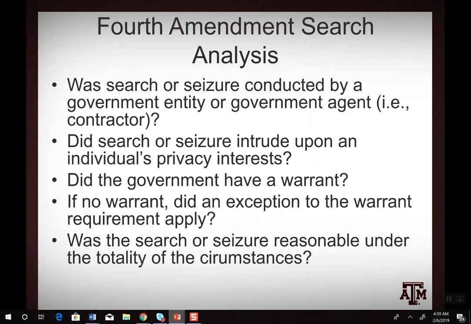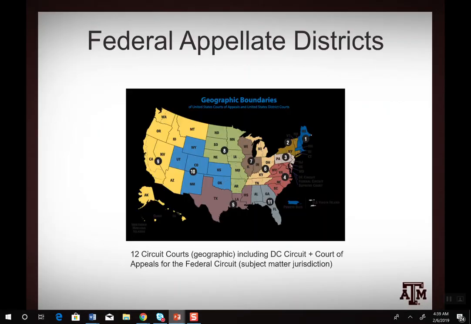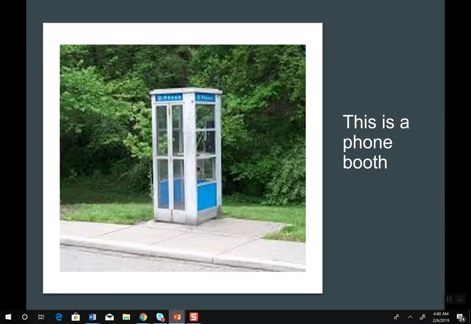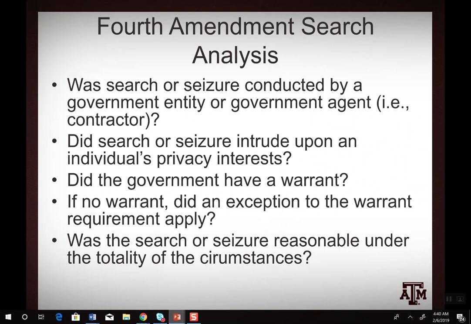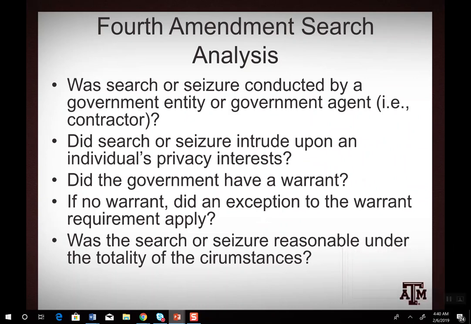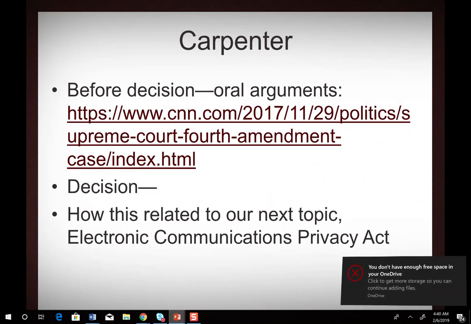If there was no warrant, did some exception apply that said you don't need a warrant? And was the search or seizure reasonable under the totality of the circumstances? So let's go back to the Fourth Amendment, and remember this term, particularly describing the place to be searched and the persons or things to be searched. So when you ask, was the search or seizure reasonable, did it have reasonable limits on it? Did it particularly describe what needed to be done?